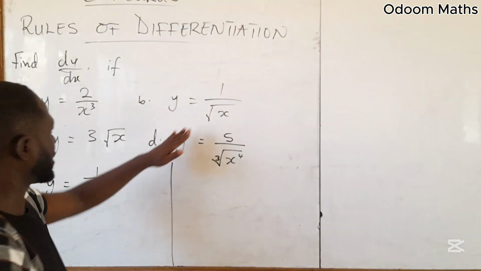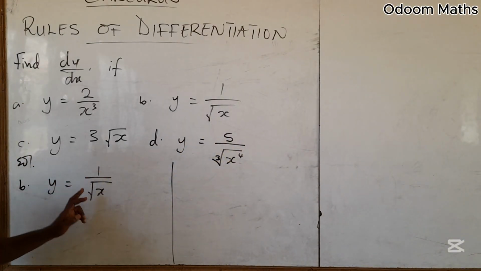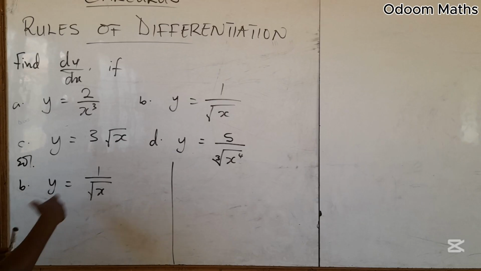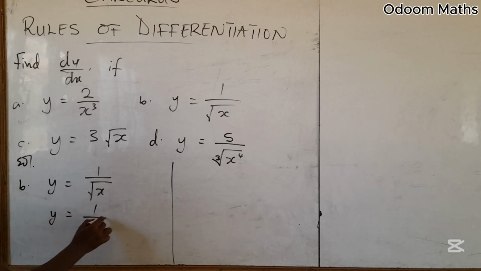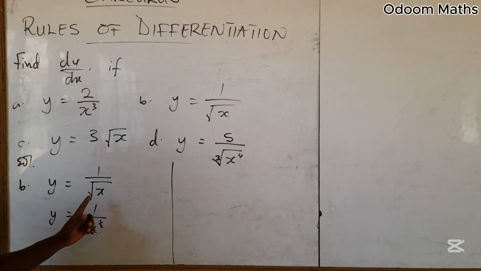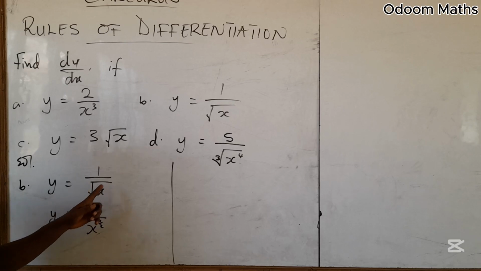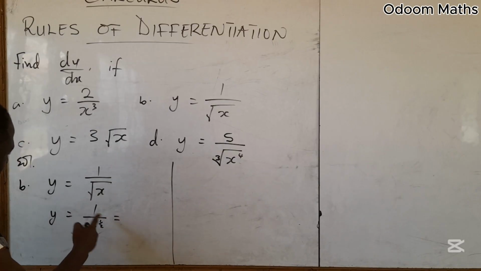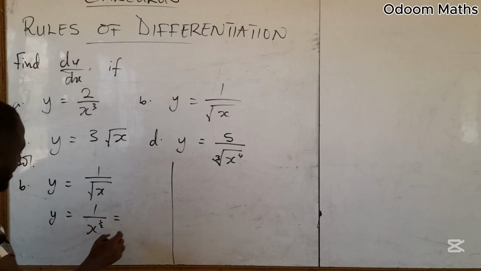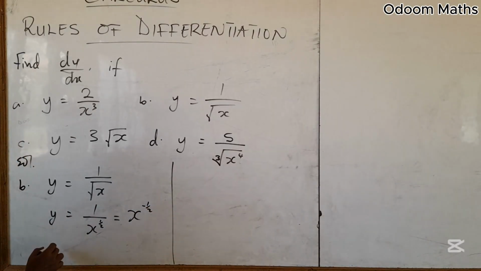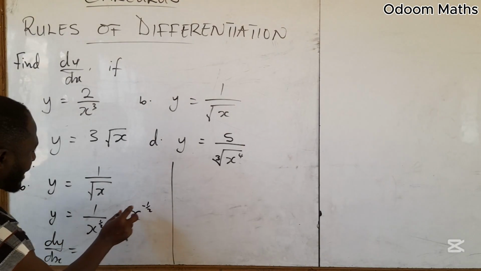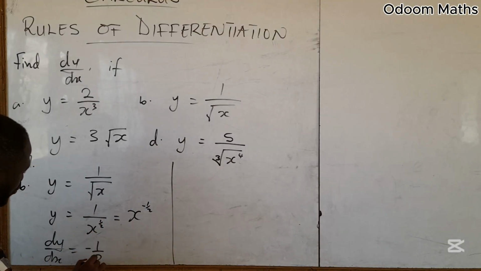Now let's look at the second one, b. y is equal to 1 over square root of x. So we can rewrite this as y equals 1 over x to the power 1 over 2. That's the square root. So the 2 here is coming from the square, and the 1 is from the power here. This can also be written as x to the power negative 1 over 2. So our dy/dx is going to be negative 1 over 2 times x, becomes negative 1 over 2x.